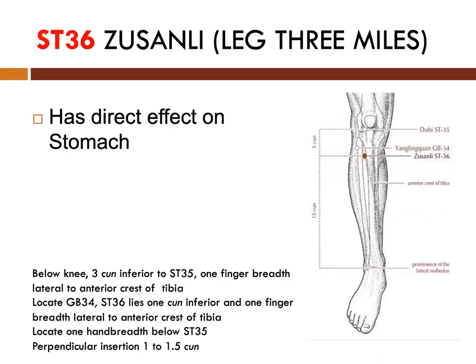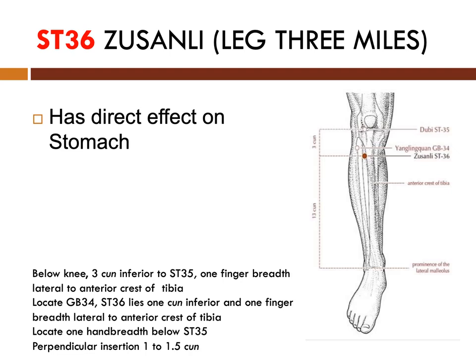Next point is the very popular point, stomach 36, Zusanli. It has a direct effect on the stomach. Located below the knee, 3 tune inferior to stomach 35, 1 finger breadth lateral to the anterior crest of the tibia.